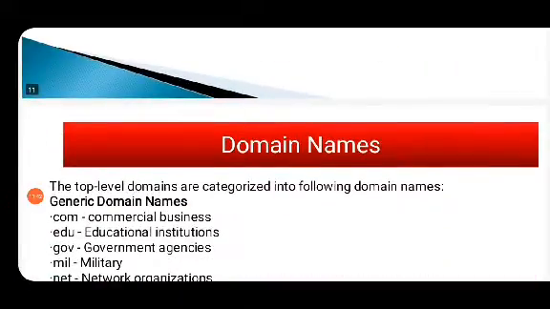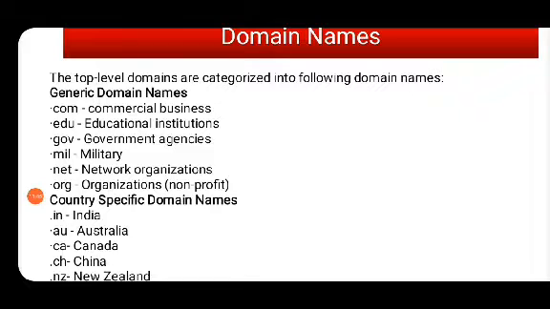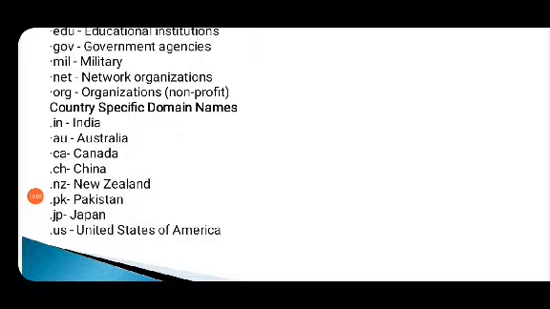Now let us take some generic domain names. .com is for commercial business, .edu for educational institutions, .gov is government agencies, .mil is military, .net is network organizations, .org is organizations, that is non-profit. And then for specific country domain names we have .in is India, .au is Australia, .ca is Canada, .ch is China, .nz is New Zealand, .pk is Pakistan, .jp is Japan, .us is United States of America.